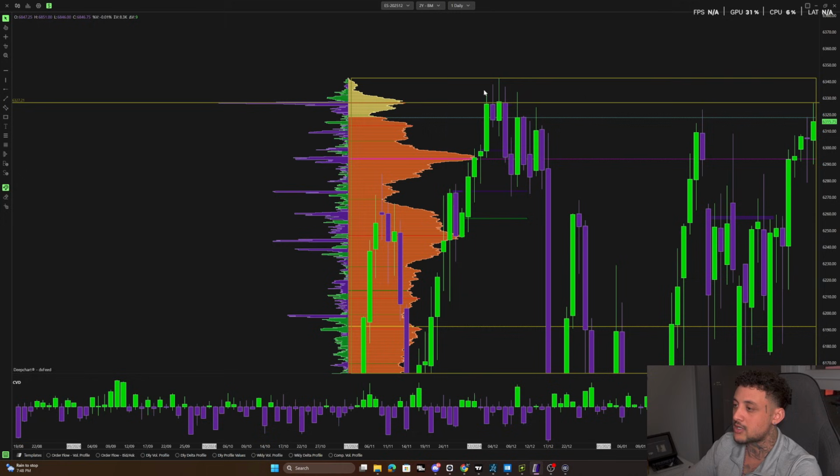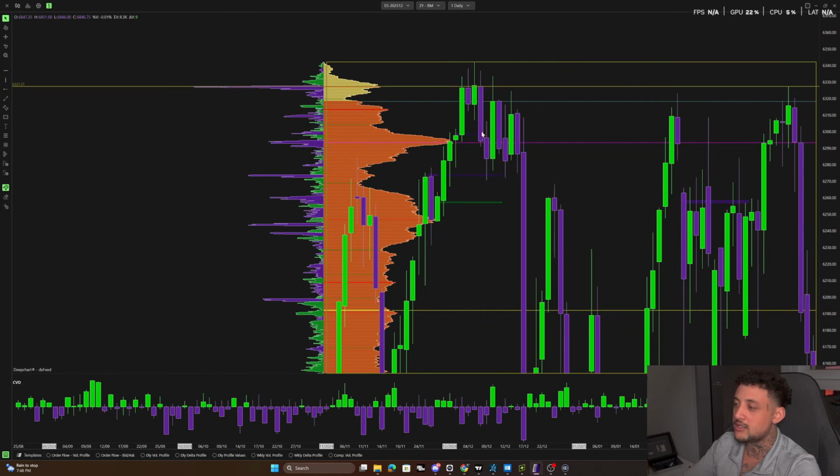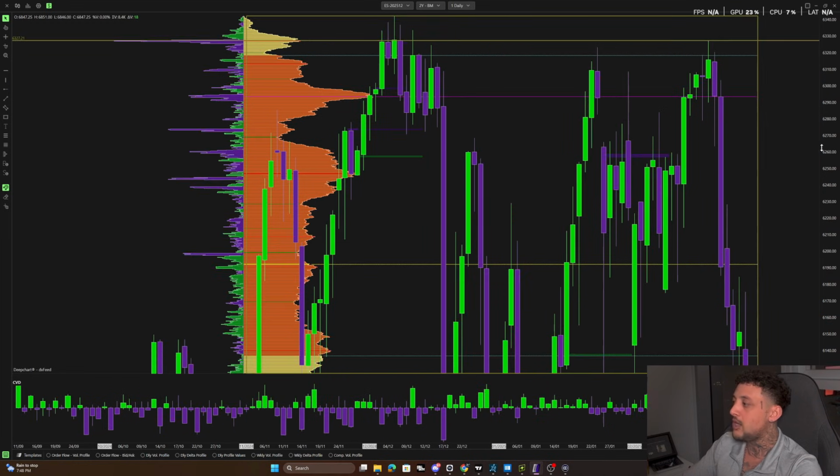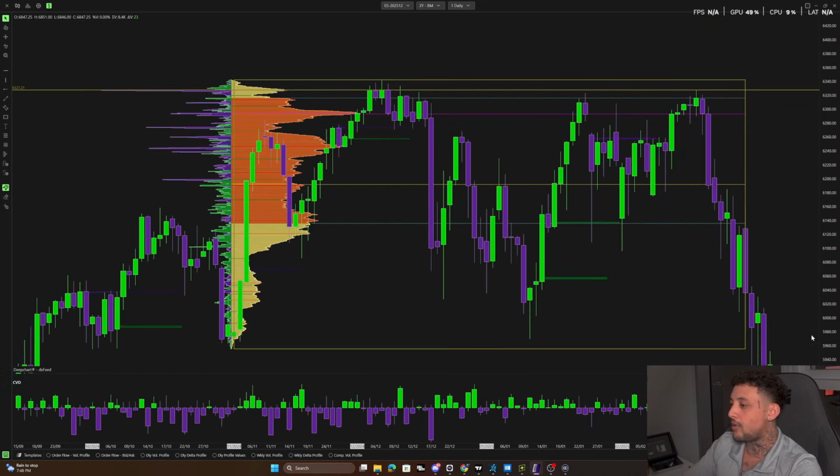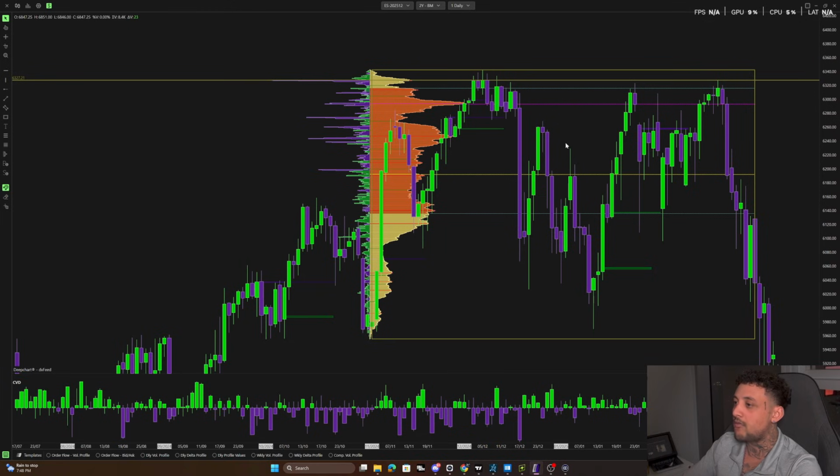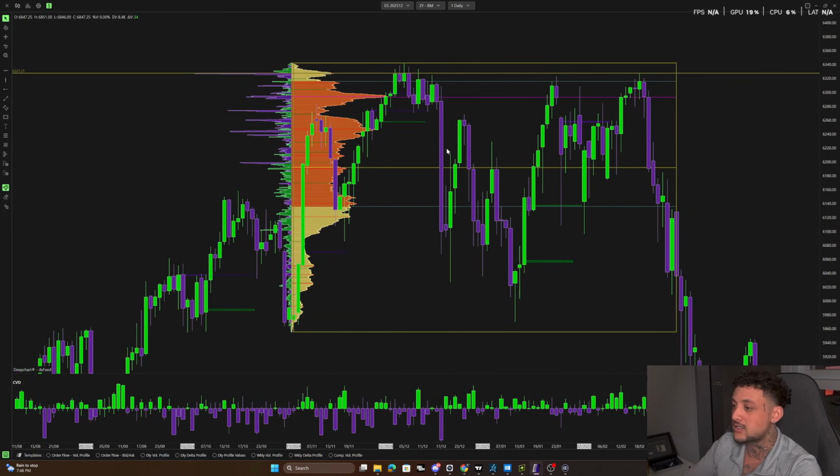Reclaim, same thing here. Buyers got absorbed, and here is the initial reversal off of that value area high. So really what I'm using the daily profile for is to get a better understanding of what price action is doing and if we should see a reversal or a continuation of the trend. It is as simple as that.